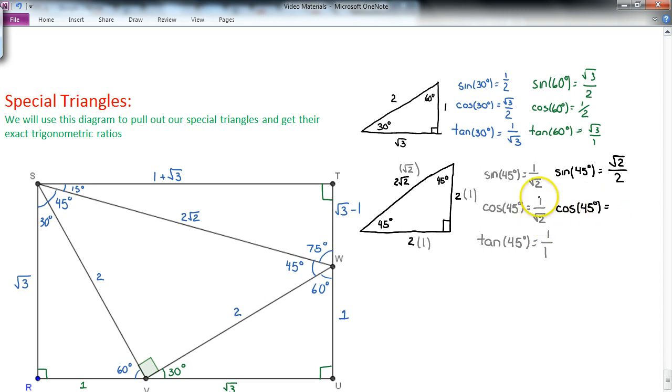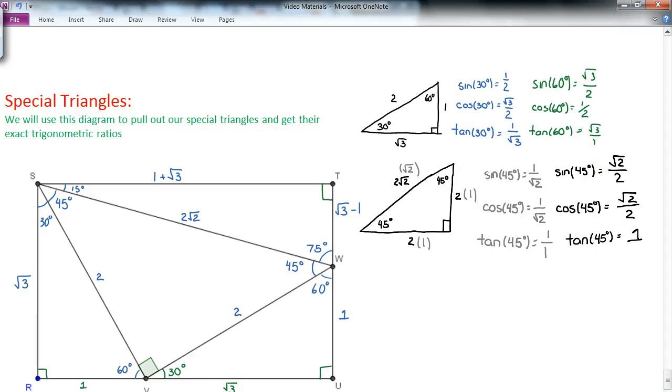So again, if I have 1 over root 2, I want to get that root 2 out of the denominator. So I'm going to multiply the denominator by root 2, which is going to give me 2. But if I multiply the denominator by root 2, I can multiply the numerator. So I get root 2 over 2. And again, tan of 45 is still going to give us 1. So when you're working with a problem and you have sine, cos, or tan of 45 degrees, we want to be using these exact values now.